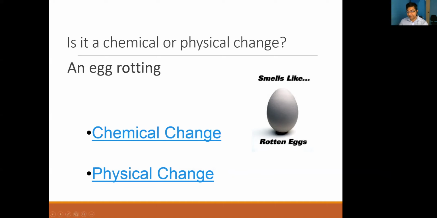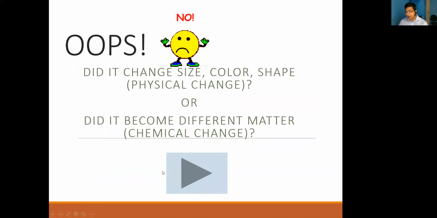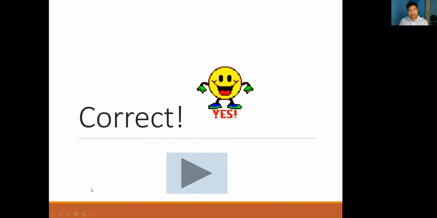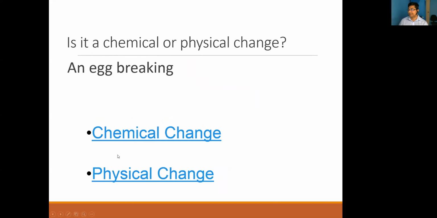Okay, so you're saying it's a physical change. Let's try. Oh no. It basically changes the original yolk and albumin, which is the white part of the egg, into sulfur dioxide. It's completely different things. So it's a chemical change. All right, correct.